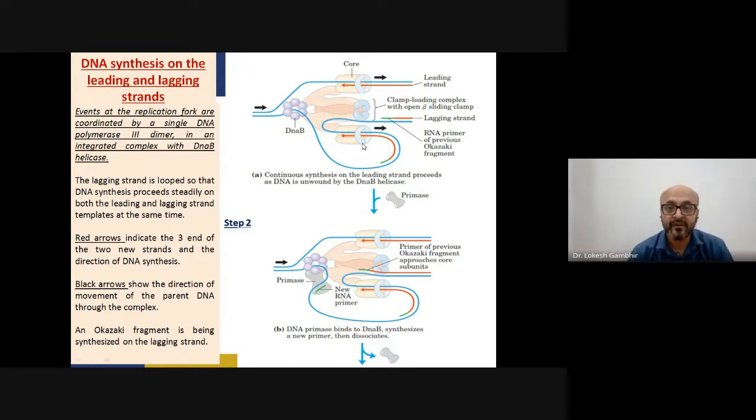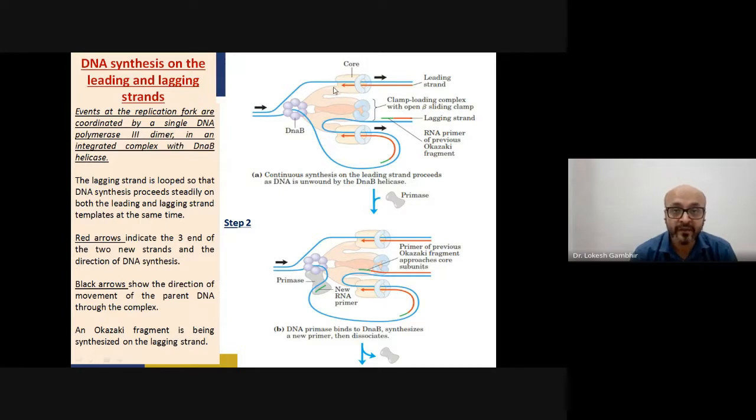So this particular clamp, what we are showing here, has polymerase enzymes present on both the arms, and it is responsible for the synthesis in the 5' to 3' direction. Now you see it is moving from right to left, and the black arrows are representing the sliding motion of the template DNA, right? But the newly synthesized DNA is in right to left direction.